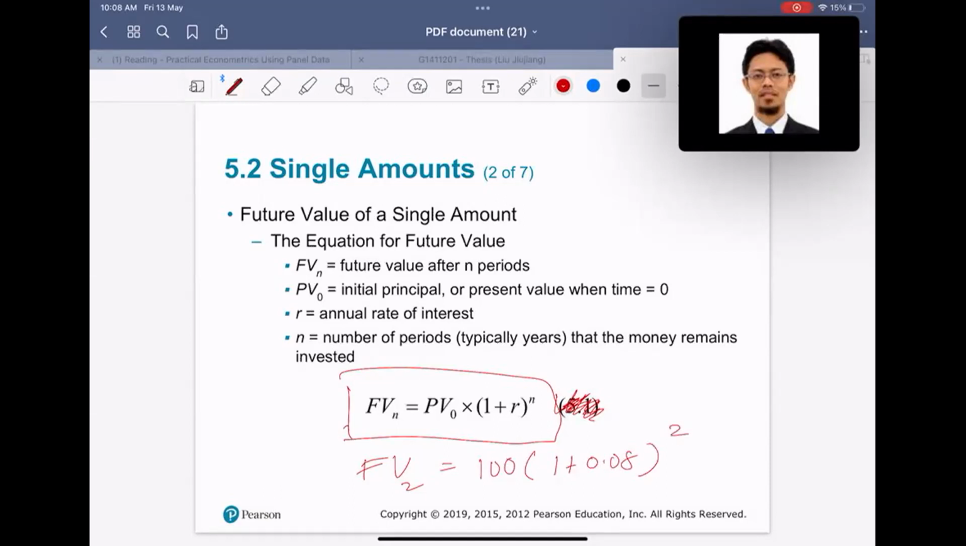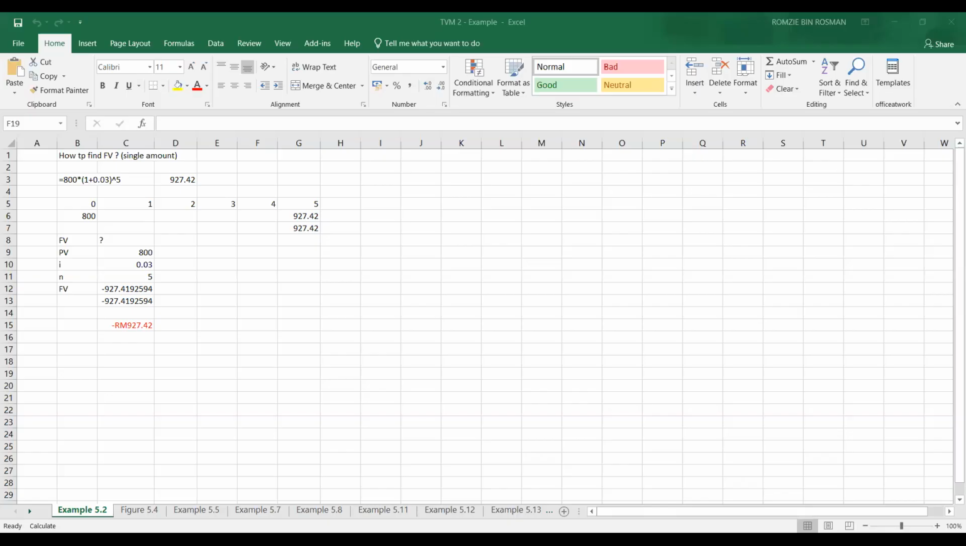If not, you just use Excel. Maybe we can use Excel, we do it together. Usually I have two screens. This one I want to share. Share, bismillah. Okay, don't worry about this.